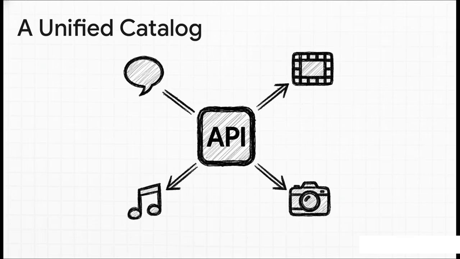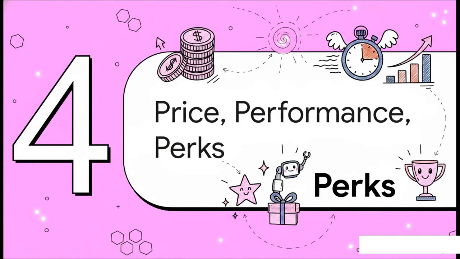It's the whole shebang. It's a comprehensive toolkit for building pretty much any multimodal AI app you can dream up, all without that headache of juggling a dozen different vendors. A killer model catalog is one thing, but let's be real. For developers making a decision, it often comes down to the brass tacks: price, performance, and those little extra perks that just make your life easier.